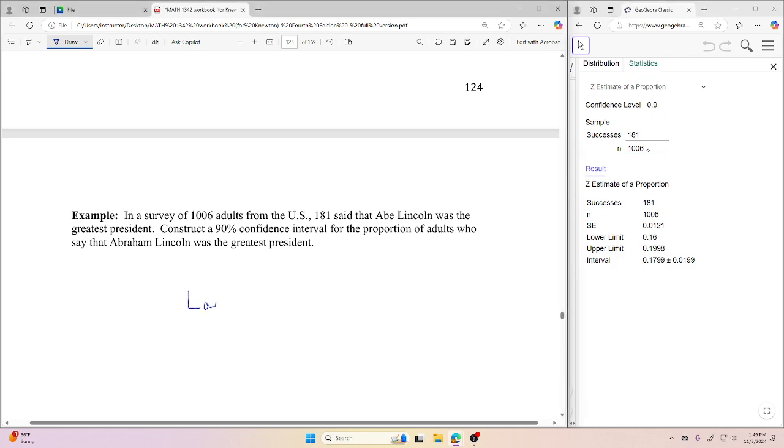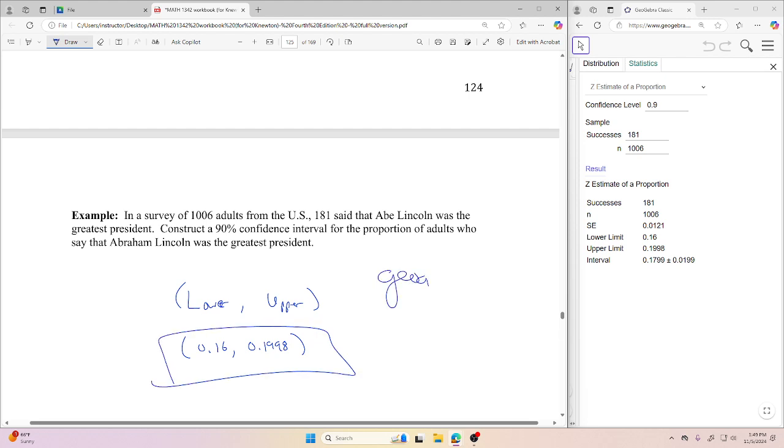So lower, upper. I surveyed 1,000 people. That's pretty good. And I'm saying for all of America, the percentage of folks that would say Abe Lincoln's the best president would be somewhere between 16 and 20%, basically. 90% sure about that. Like you're saying, hey, what did you do? You did GeoGebra. There you go.